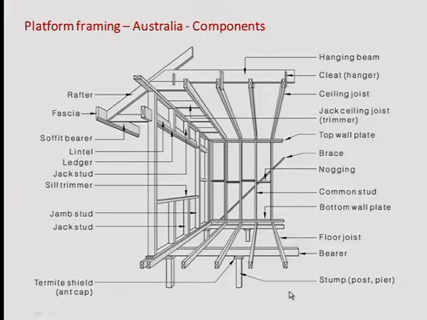So here is all the terminology. We start from the bottom. So we see this stump. Most of the times they can also be done out of concrete. Then you see the termite cap, bearers, joists running orthogonally so that you make a grid.